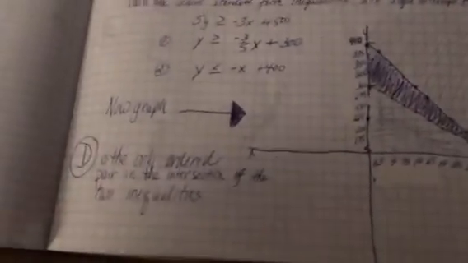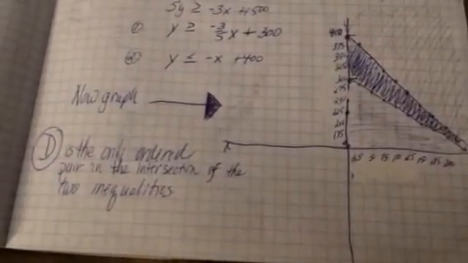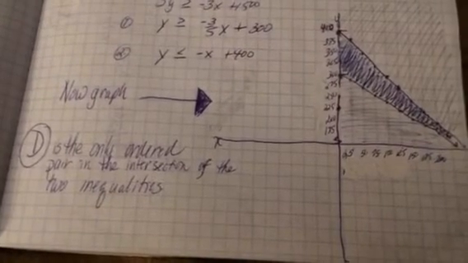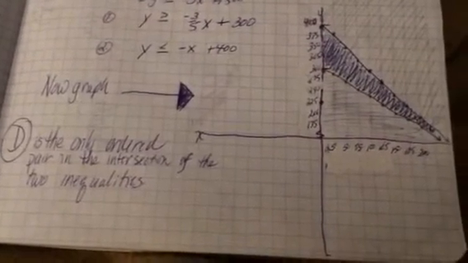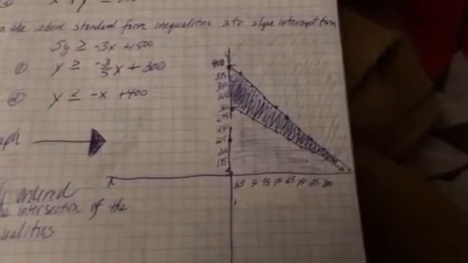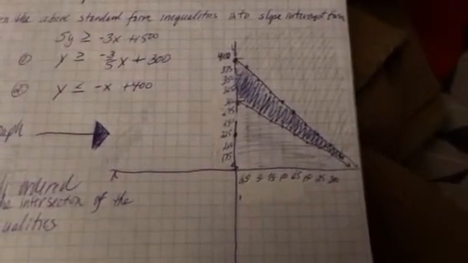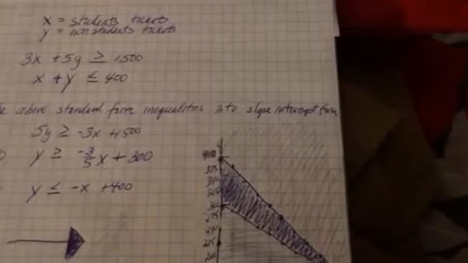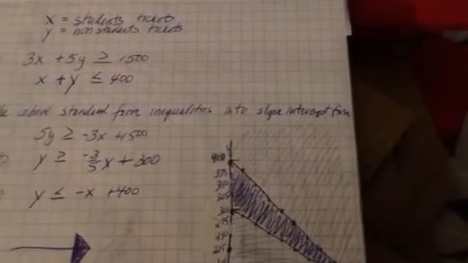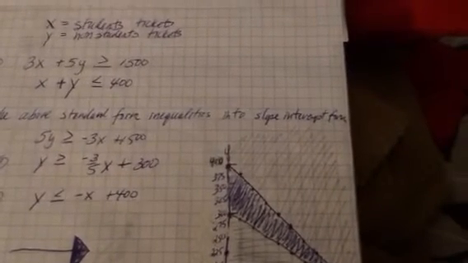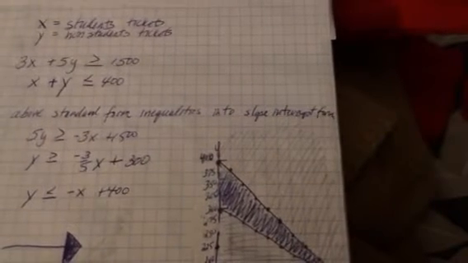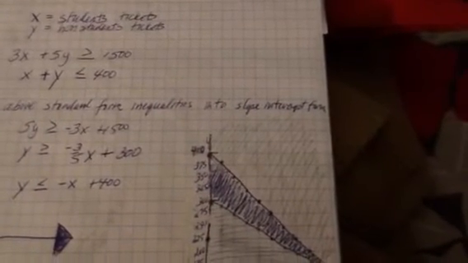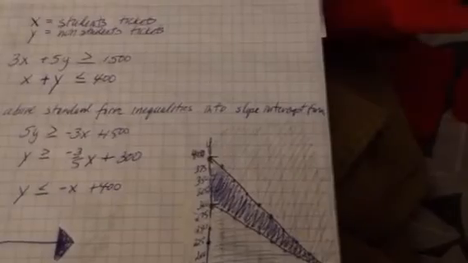So then I found that the answer was D. And that was the only ordered pair that would be in the intersection of my two inequalities. Another way that you could have done it was you could have tried your answer choices and see which one would make you the most money and still fit the criteria for being less than 400 students. D would get you the most money and still fit the criteria of 400 students.